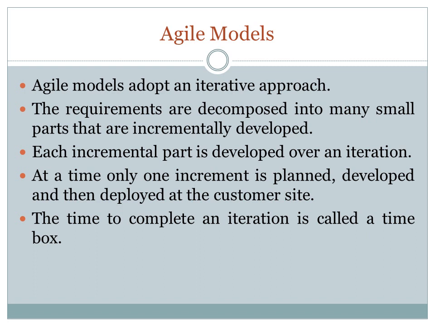So the main idea of agile modeling is to divide the project into small parts, and these parts are considered as increments. Each increment is developed individually, one at a time, and the time taken for completing that iteration is called a time box. Once that increment is over, it is handed over to the customer for suggestions.